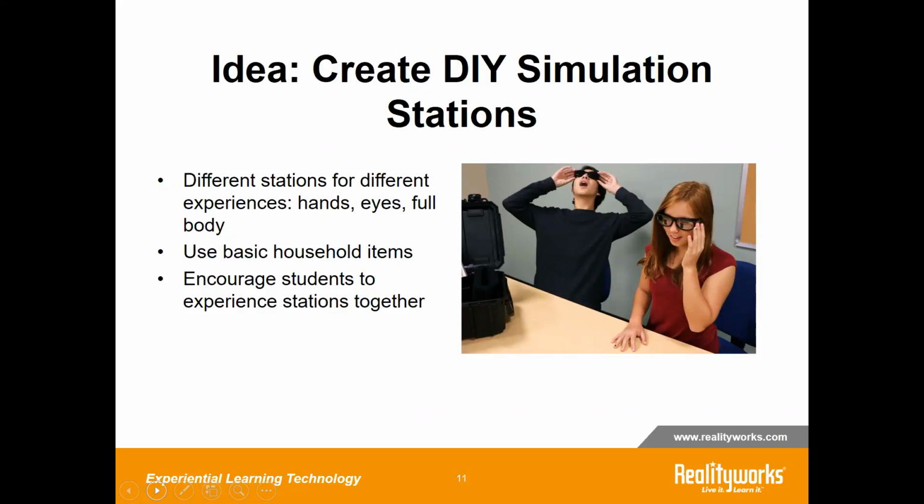Now, when you're conducting these simulation stations, we encourage you to have students interact at them in groups whenever possible, so students can build off of each other's experiences. We also encourage you to consider assigning students a specific role at each station, like that of the aging adult or that of the caregiver, so they have the chance to experience the impairments and then experience helping someone with those impairments. Finally, we encourage you to provide opportunities for reflection after each exercise.